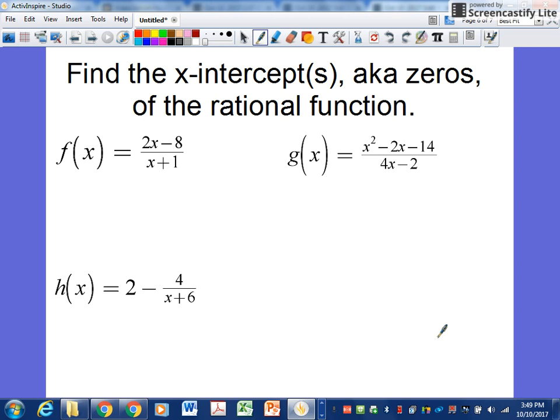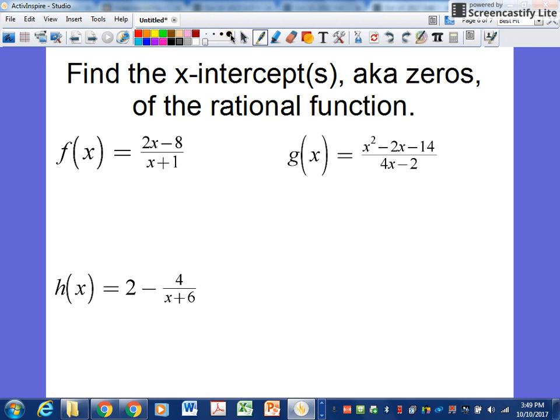Something that we can do with rational functions is find its x-intercepts, also known as zeros. So the directions might be find the x-intercepts of the rational function, or the directions might be find the zeros of the rational function. Either way, they're asking you to do the same thing. So to find the zeros or the x-intercepts, we're only concerned with the numerator.